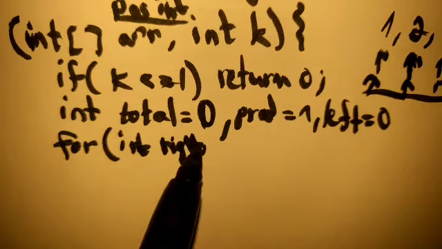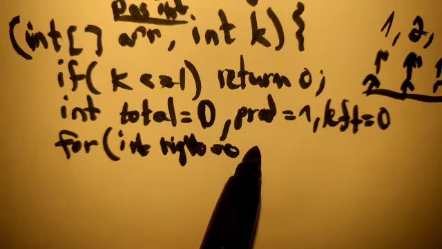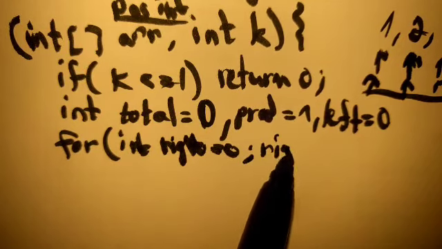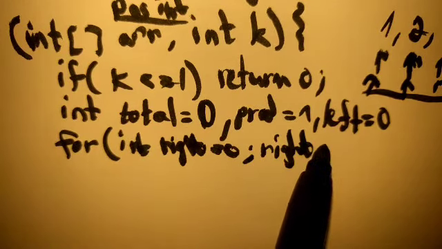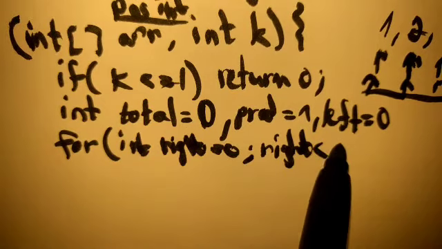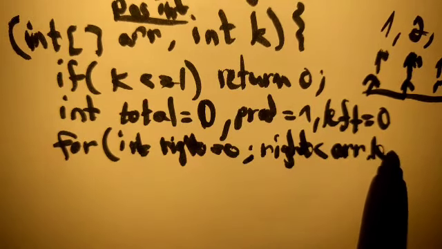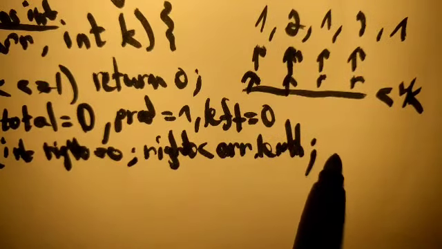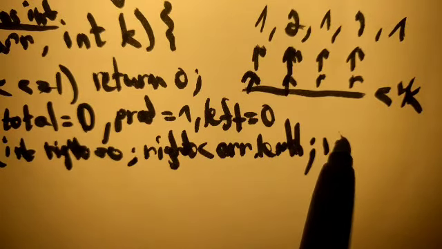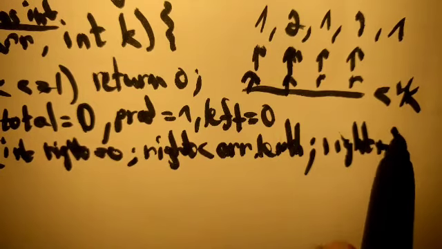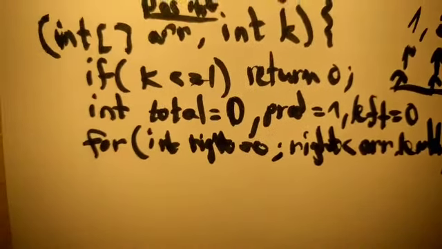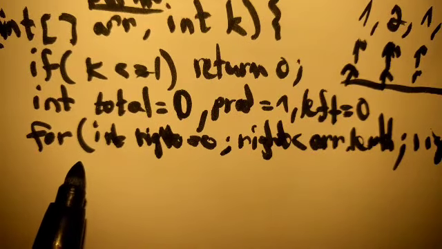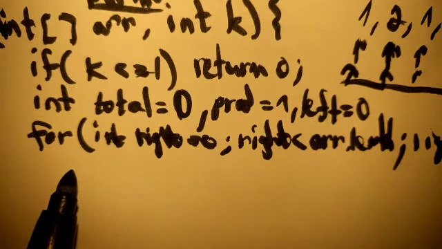The right index starting from 0. The right index goes until the end, so right until the end of the array.length, and we increment by 1 each time. Okay, now we have the left index on index 0, the right index on index 0.